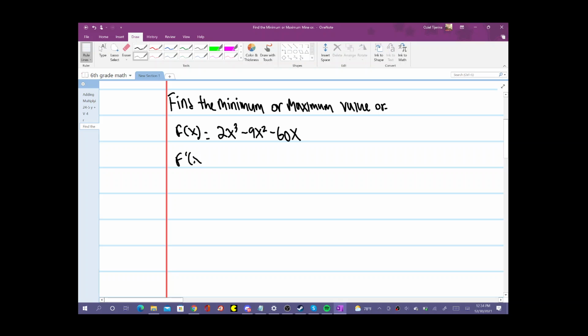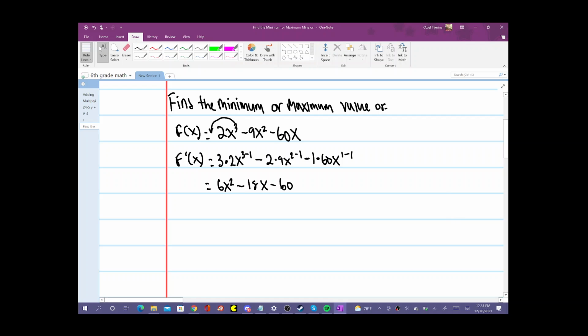So f prime of x, we're going to do power rule. Move the 3 to the front. 3 times 2x to the 3 minus 1 power, minus 2 times 9x to the 2 minus 1 power. And then the derivative of 60x is just 60, right? You can also do it as minus 1 times 60x to the 1 minus 1 power, using the power rule as well. So then we have 6x squared minus 18x minus 60.